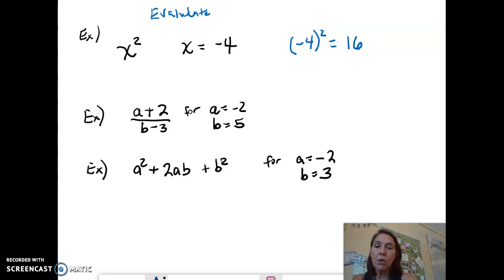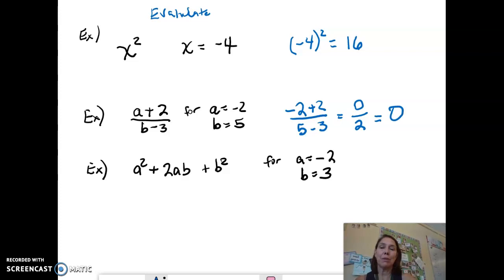So here, we're going to plug in for a negative 2 plus 2, and then I'm going to write my fraction bar, and then I'm going to have 5 minus 3. Then I'm going to do the arithmetic. Negative 2 plus 2 is 0. 5 minus 3 is 2. Okay, back to our properties. Is this 0 or undefined? You're right, it's 0. So 0 divided by 2 is 0, so I'm going to write that as my final answer.